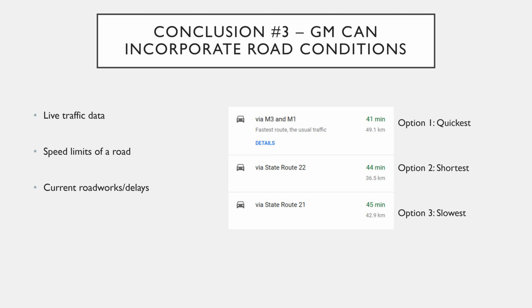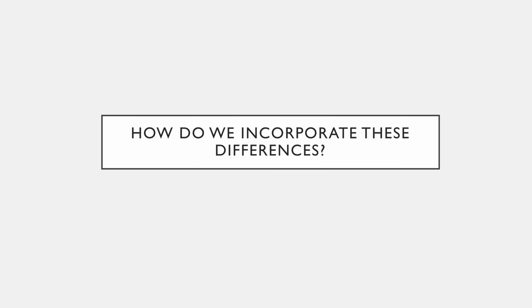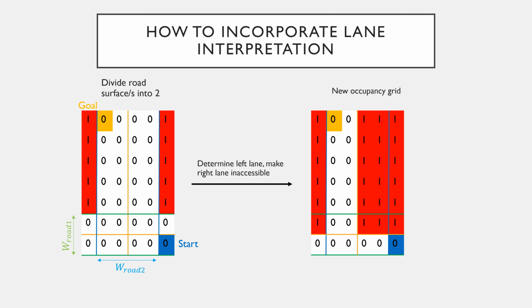As can be seen by this snippet, there are 3 options to get from point A to point B. The quickest route is 13 kilometers longer than the shortest route, however, is 3 minutes quicker than the shortest route. Finally, we can have a look at how Google Maps might incorporate this data. First of all, lane interpretation. This appears to be the simplest difference to solve.